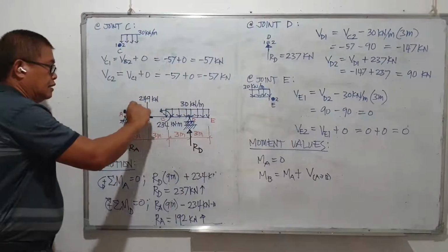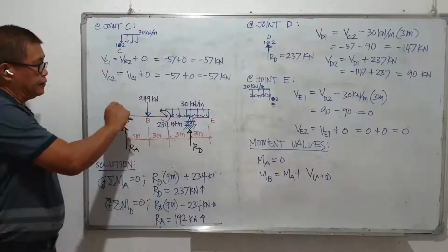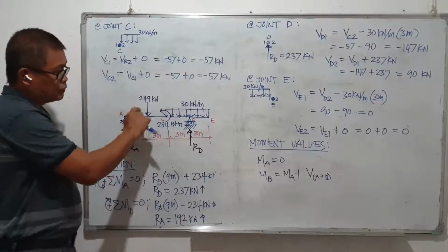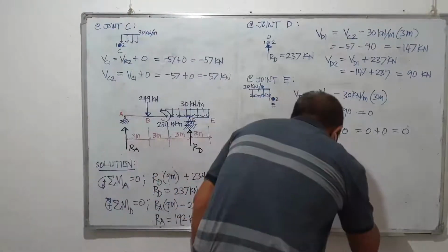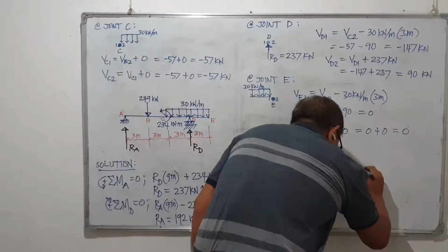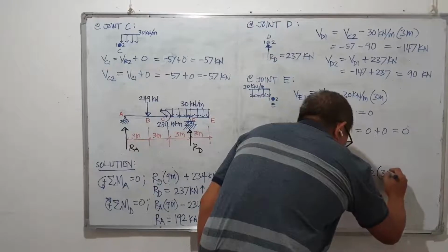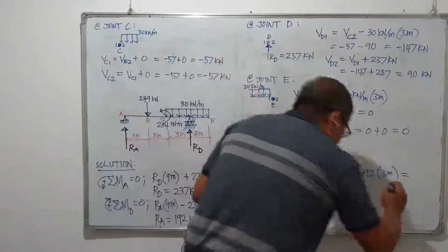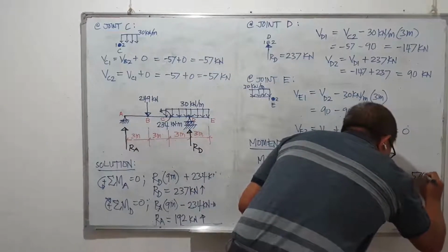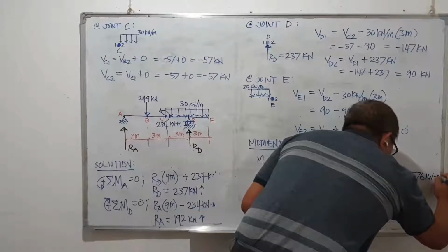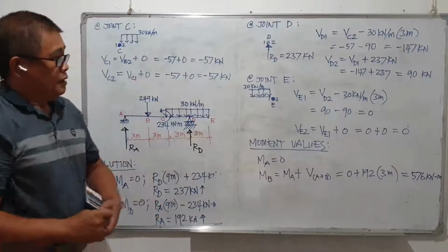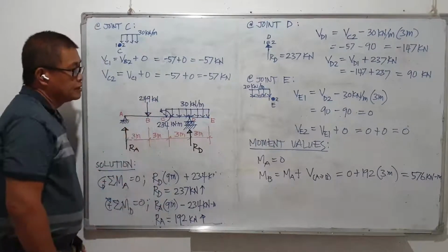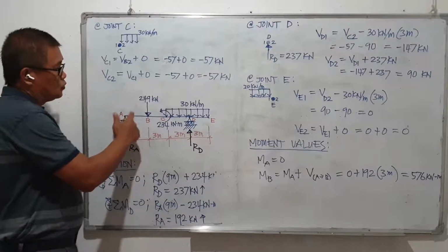Since the shear area here is a rectangular area with a constant shear of 192 kilonewtons, M sub B will be equal to 0 plus 192 times 3 meters, which is 576 kilonewton meters. There's only one value because there is only one shear area between A and B; there is no couple applied.